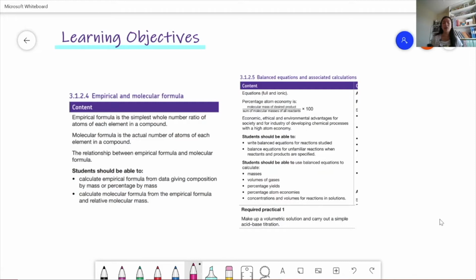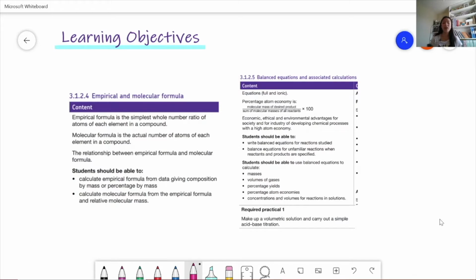So then moving on to balanced equations and associated calculations, we're going to look at full equations and ionic equations, and also percentage atom economy. We're then going to look at economic and ethical and environmental advantages for society and for industry of developing chemical processes with a high atom economy. And so by the end, we should be able to write balanced equations for reactions studied, and balanced equations for unfamiliar reactions when reactants and products are specified. So also by the end, we should be able to use balanced equations to calculate masses, volumes of gases, percentage yields, percentage atom economies, and concentrations and volumes for reactions in solution.